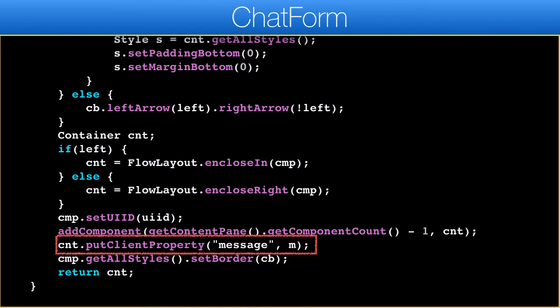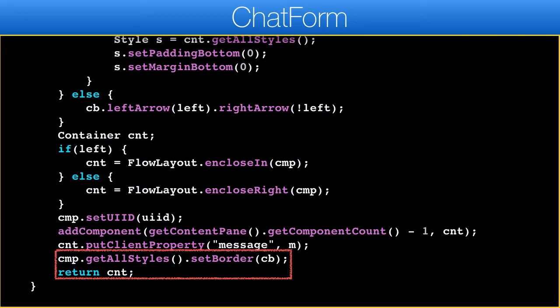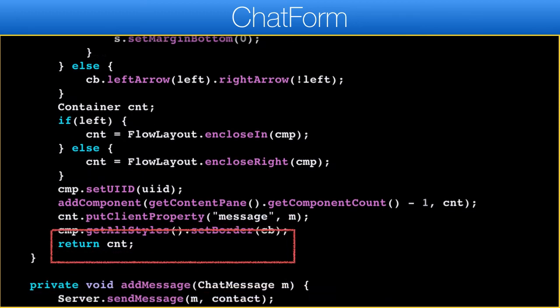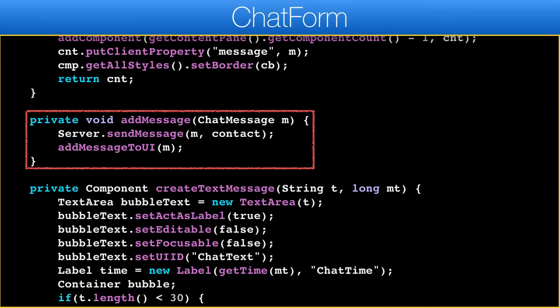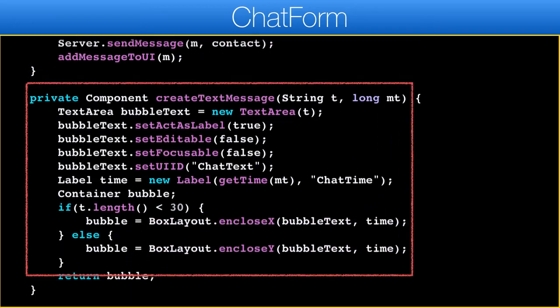We store the message itself as a client property in the component. This makes it easier to implement features such as search, as we can easily determine the business object related to a specific component. Finally, we set the border to the component and return the container instance. This version of the method does all of that, but also sends the message to the server. This is the version of the method we invoke when a user types a message.